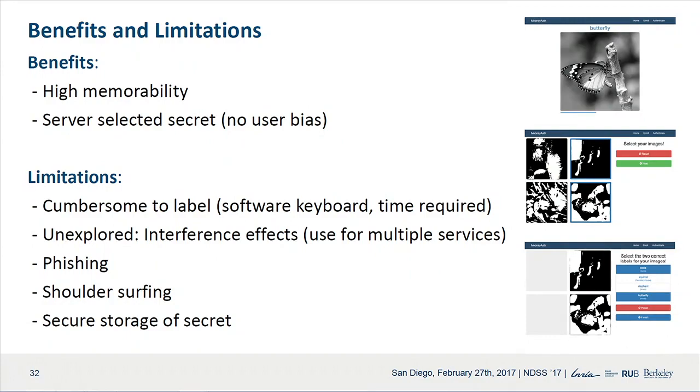Then there are some limitations and benefits of MooneyAuth. First of all, a benefit: we have a very long memorability, as you have just seen. The secret is server selected, which involves no user bias, which is great news. However, there is the limitation that it's quite cumbersome to label. The user needs to label those images, and if you have a software keyboard, then the time required is quite long. In our user study, it was 3.5 minutes. Something which is still unexplored is the interference effect. What happens if you use MooneyAuth at different services at the same time? Maybe your brain gets confused with the images. We need to test this.